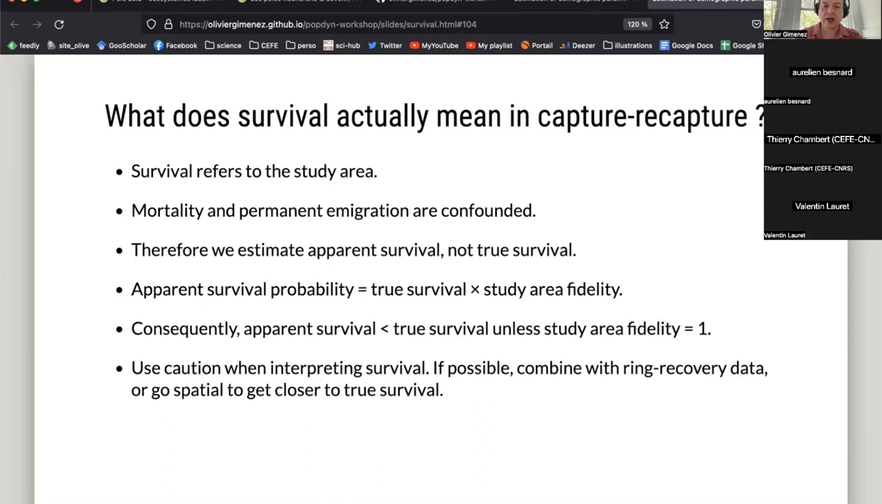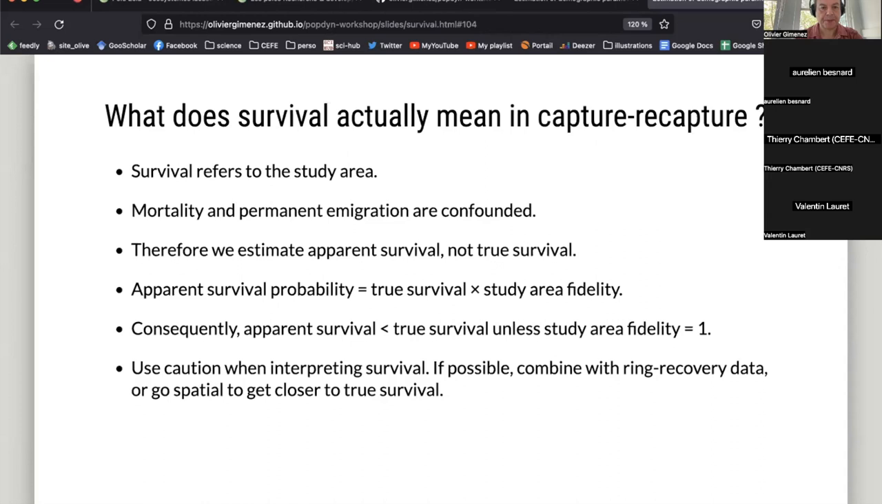There are ways to circumvent the issue by combining with ring recovery data, where you have the actual date of death. By combining with this kind of data, you may get closer to true survival, or you may also go for spatial capture-recapture models to get a closer estimate of true survival. Okay, so we have some references about that, which we will be happy to share.